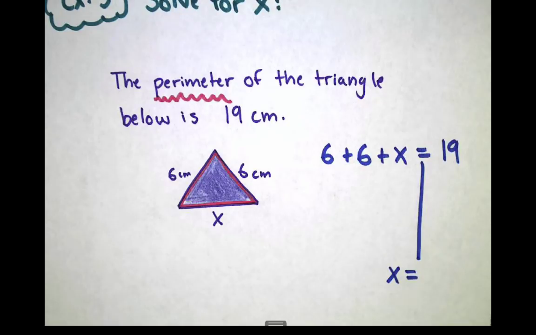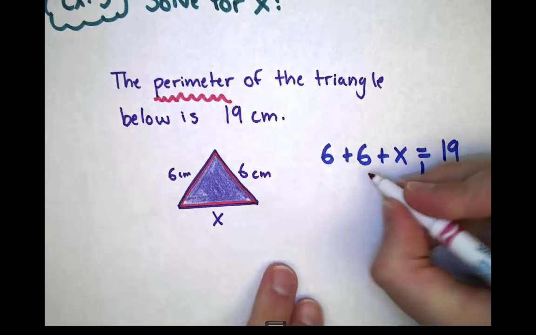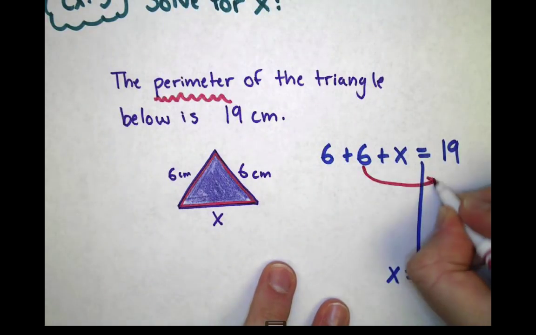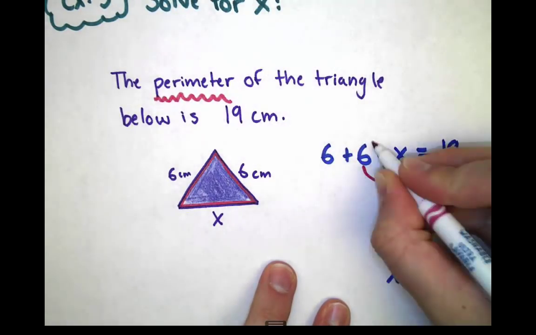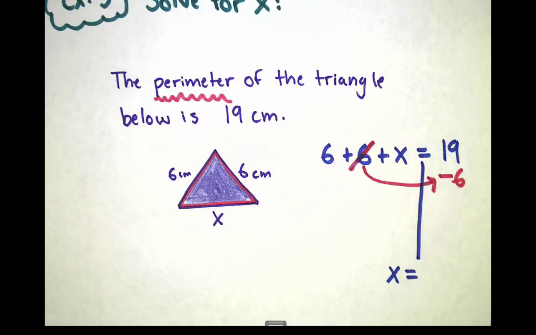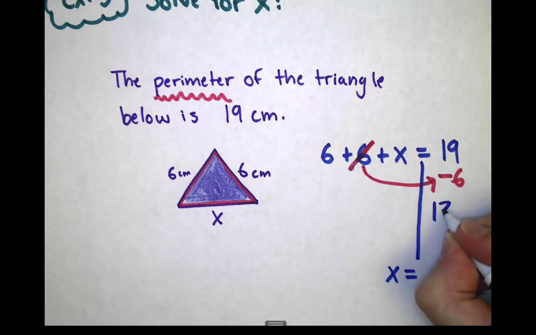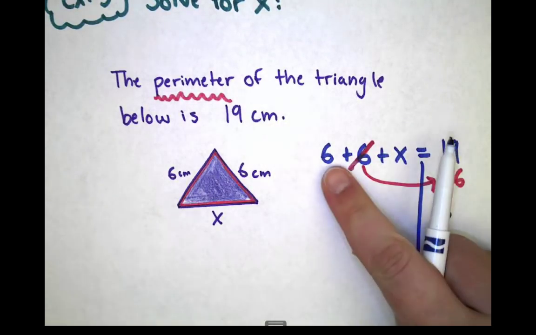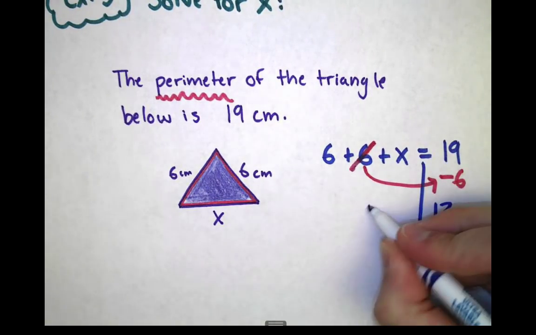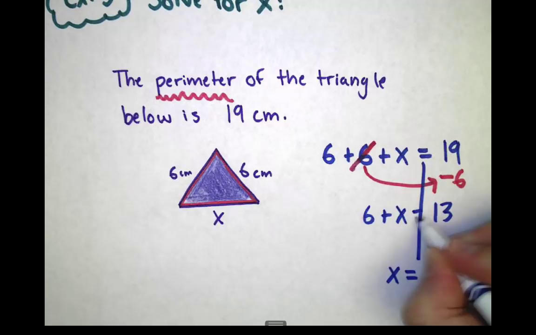So what do I need to flip over? Well, you probably need to flip those 6's. So I'm going to do this one first. It's a plus 6, so I'm going to make it a negative 6. And 19 take away 6 is 13. So now what do I have over here? I still have a 6 plus x. 6 plus x equals 13.